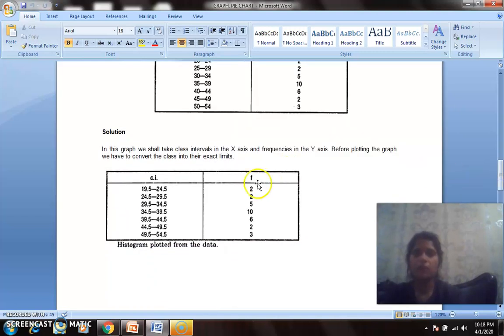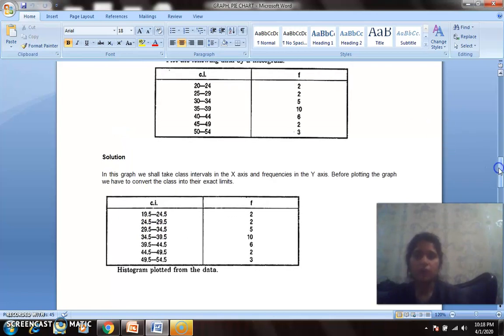Before plotting the graph, we will have to convert these classes into their exact limits. So it can be like 19.5 to 24.5, 24.5. So what we have done is, if the value in the first case is 20, we have taken 0.5 less as the lower limit, so 19.5, and 24.5 is the higher limit. Same is the case in the next class: 25 is there in the question and we have taken the lower limit as 24.5, and the same process will go on till the last interval, that is 54. So 54 will be converted into a higher limit and that is 54.5.